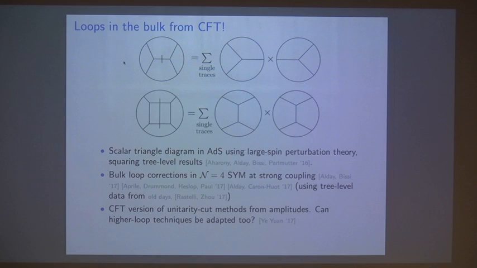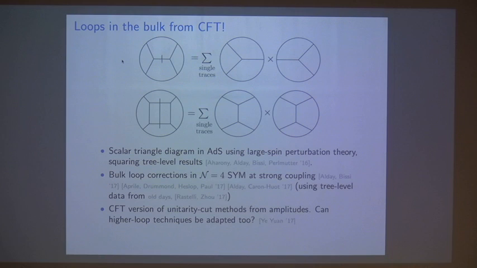And the observation that this was possible, I think, first appeared, or one of the earliest places it appeared, was in this paper, not using the inversion formula, but understanding in detail the structure of large spin perturbation theory. And they were able to use these ideas to compute a non-trivial loop diagram in AdS. And again, the key point is the structure of the way these different contributions enter the double discontinuity.